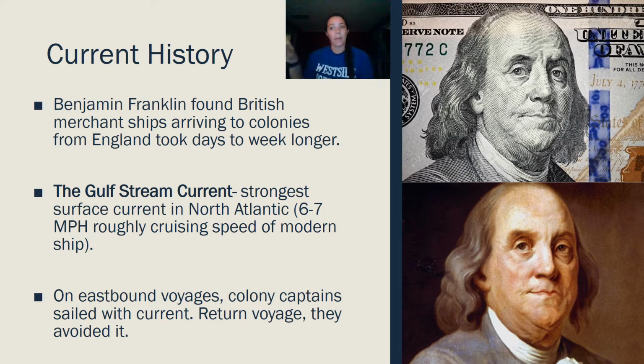But the ships going back didn't take as long, but that's because of something called the Gulf Stream. The Gulf Stream goes in a clockwise rotation, and so it was faster for them to get from the United States or North America over to Europe. So eastbound voyages sailed with the current, but when they came back, they were against the current. And so Benjamin Franklin was one of the first ones to realize that there was a reoccurring event that was probably more scientific than it was theory.